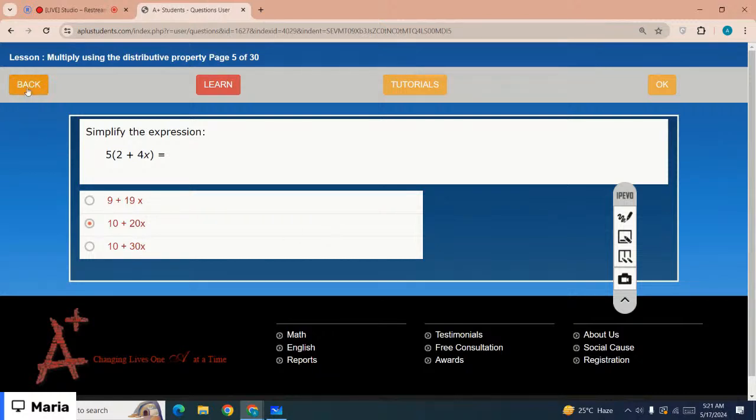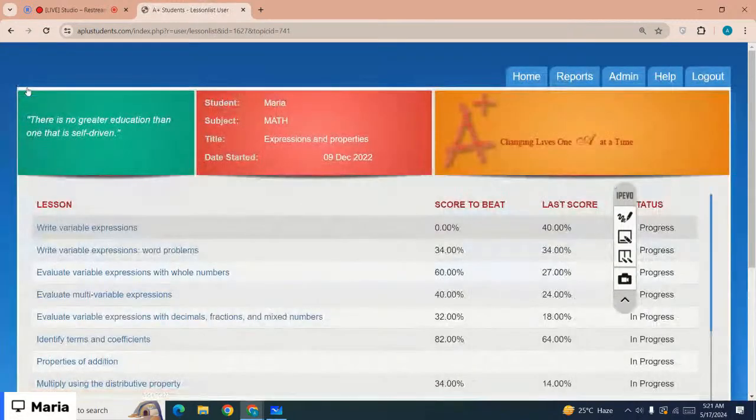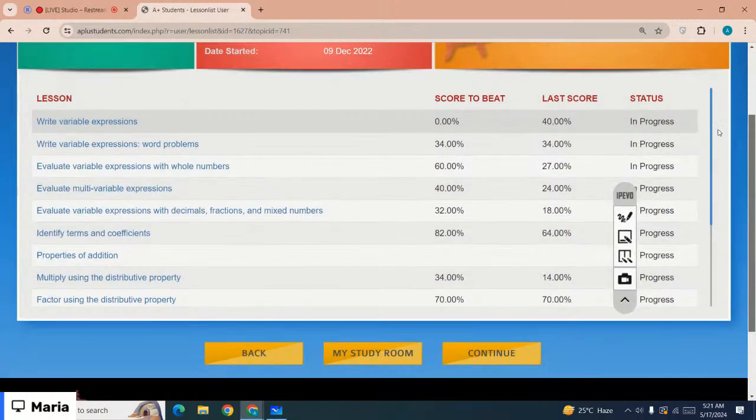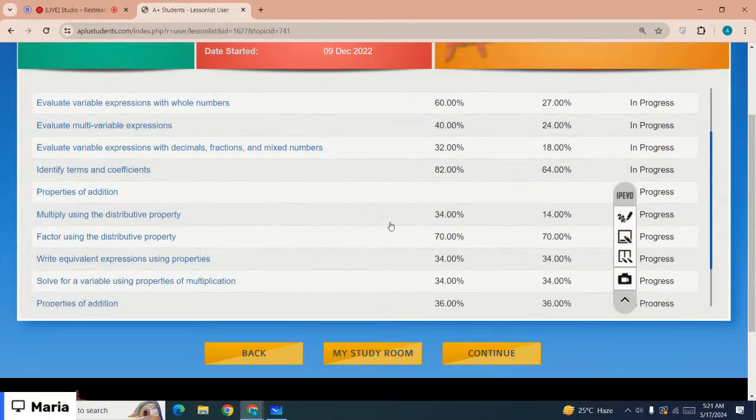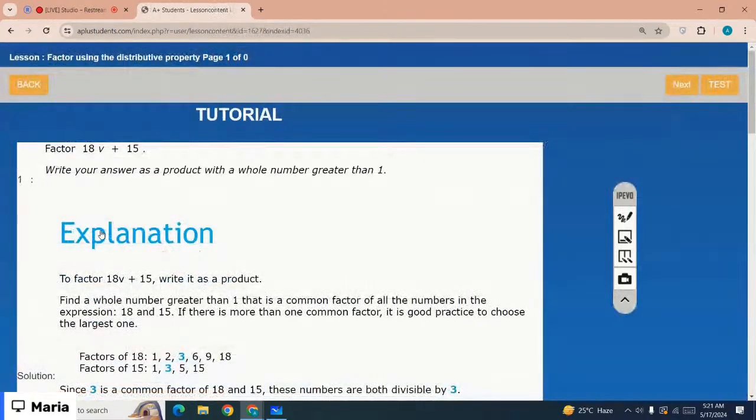Okay, you can complete the lesson by yourself later today. Let me just move on to the next lesson. And the next lesson is factor using distributive property.